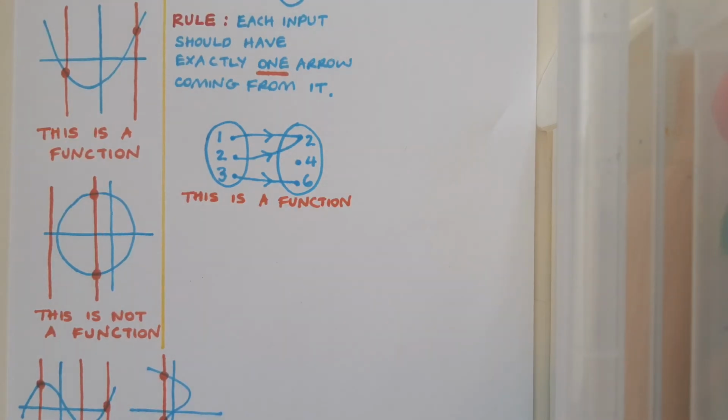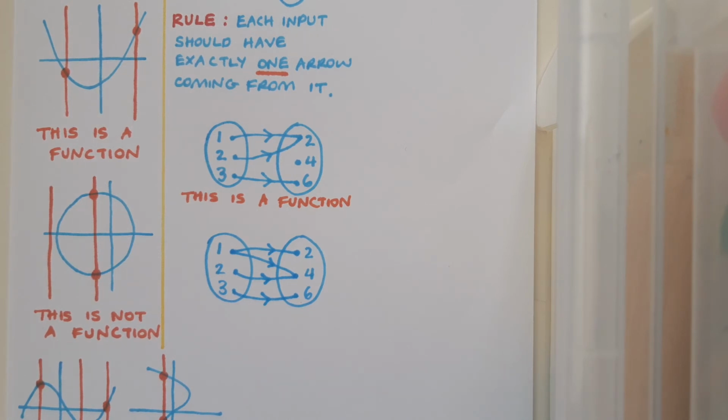Let's look at one more example. So look at this diagram for a moment and decide whether you think it's a function or not. Okay, so the rule states that if it's a function, each input should only have one arrow coming from it. But you can actually see this time that the input 1 has more than one arrow coming from it. That means that this diagram does not represent a function.